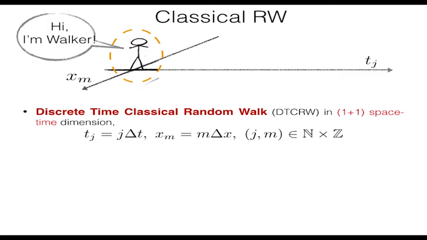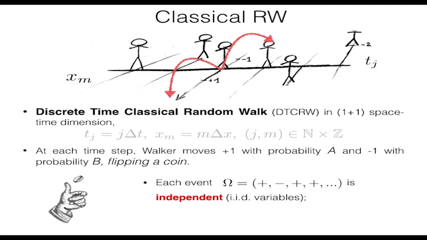Let me introduce you to the classical counterpart of our quantum walk. So you probably well know the classical random walk. This guy is probably quite drunk, and he should move on this one-dimensional, two-dimensional space-time lattice, where space and time are discretized, delta t and delta x. We know that he tries to come back home just flipping a classical coin, and we suppose that each event is fully independent from each other at each time step. And in general, we can consider that there are two different probabilities, A and B, in general not equal, to go towards the right or towards the left at each time step.